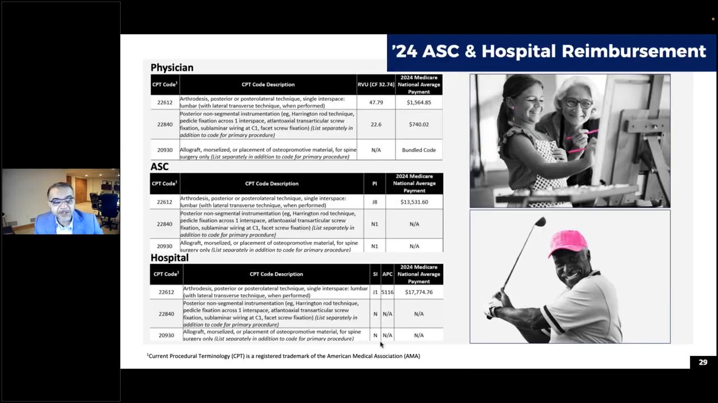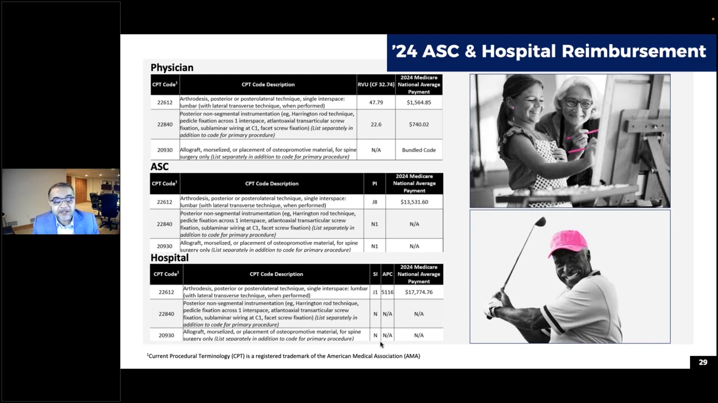So when we look at billing and coding, what we're really talking about is what procedure is being performed. First, we look at 22612, which is arthrodesis, posterior lateral technique for a single space, and additionally 22614 if there's a second level. The other components to the billing and coding include 22840, which specifically refers to posterior non-segmental instrumentation, and finally 20930, which is morselized allograft that's being used.